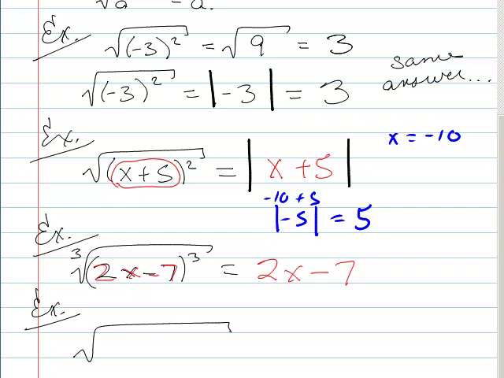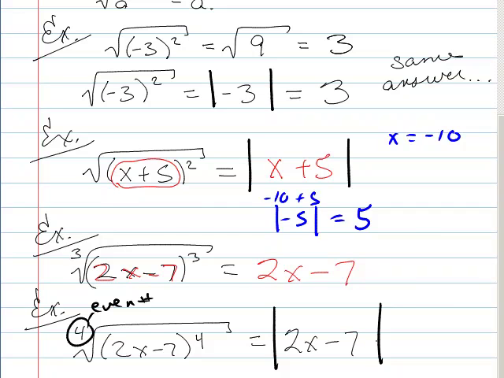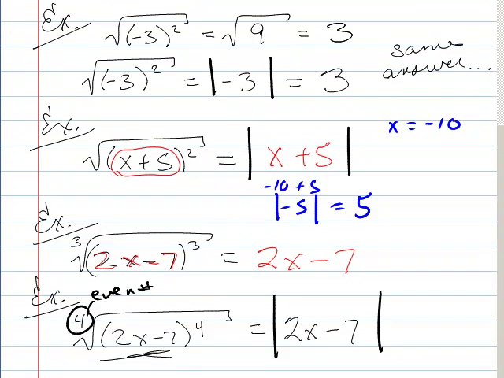Alternatively, if we'd had, say, 2x minus 7 to the fourth, and we're taking the fourth root of that, now since this is an even number, I've got to throw in my absolute value signs again. And now I can plug in just that internal bit of mess there. And that's just about as weird as it gets.